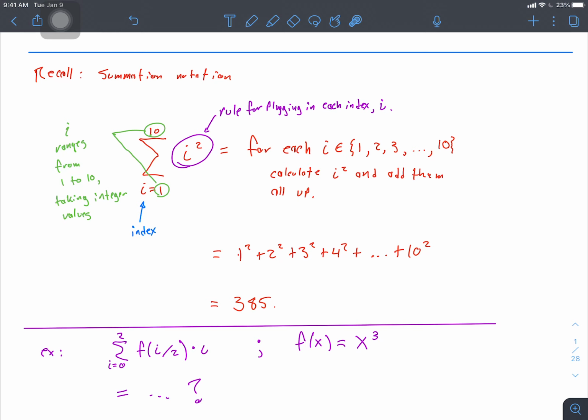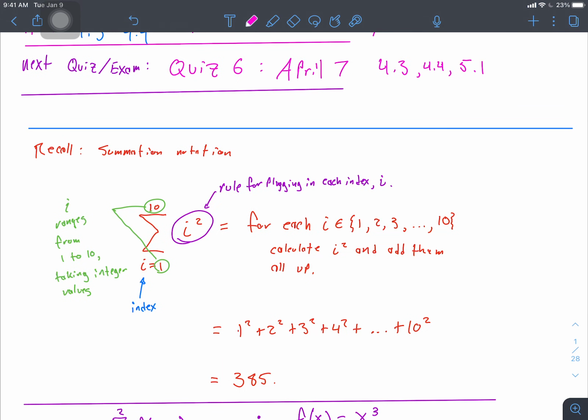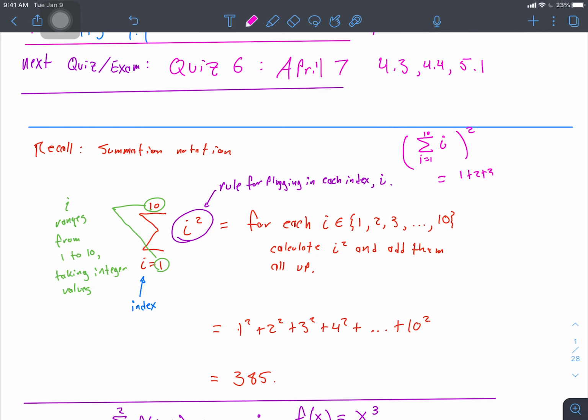If I was going to do the squaring after I did the adding, then I would write it more like this. I would write the sum from i equals 1 to 10 of i, and then put all of that in parentheses and square it. And that would be what you're talking about, where you would do 1 plus 2 plus 3 plus ... plus 10, and then take that number and square it. So I would use parentheses like that if I was going to do the sum first and then square it. But what I want to do is take each number between 1 and 10, including 1 and 10, plug it in, and then add up all the stuff that I get.